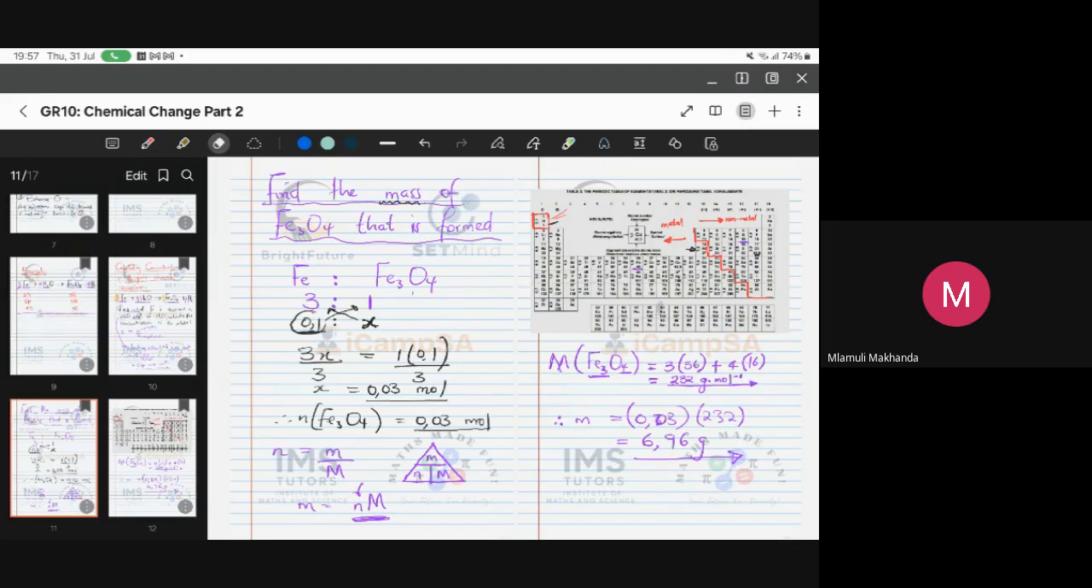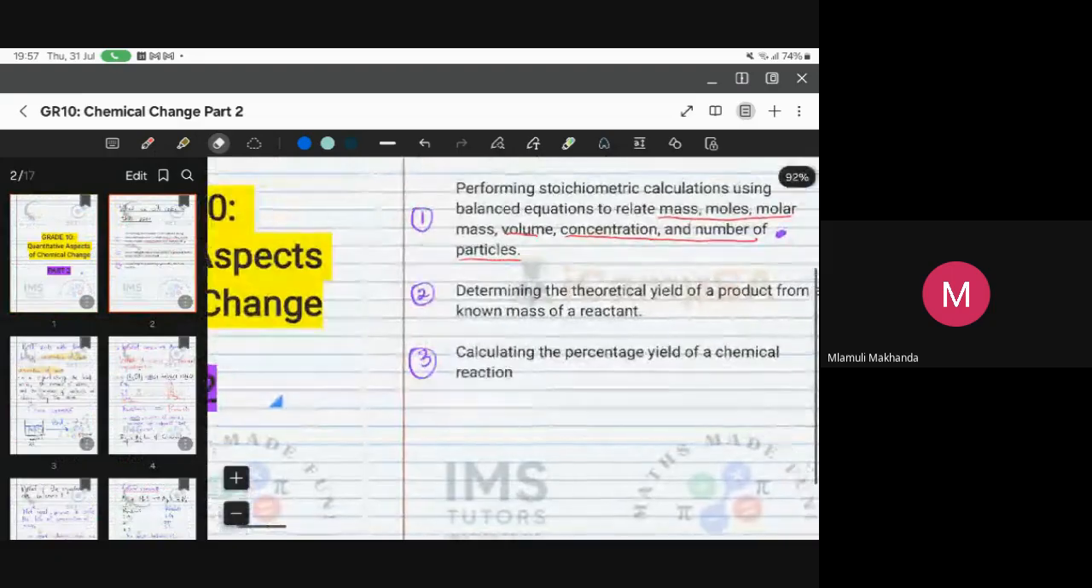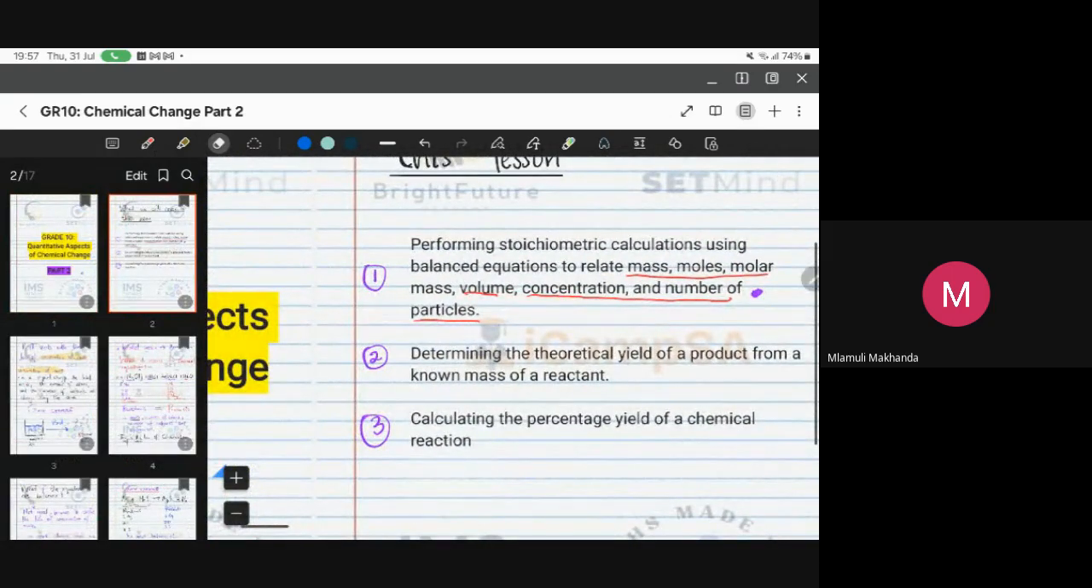Okay, now let's move to the last part of today's lesson. Remember what we said, Fe3O4 is just iron oxide, right? So now we want to determine, this is the easiest part of today's lesson, the theoretical yield and the percentage yield. This is usually given in one question. They don't separate them. So I have a typical example that I prepared.